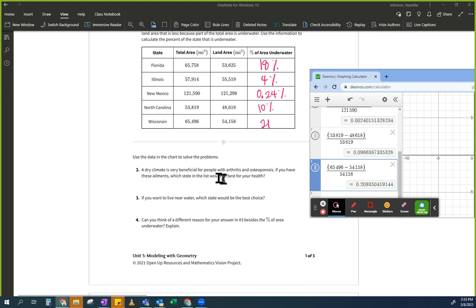Okay. So a dry climate is very beneficial for people with arthritis or osteoporosis. So which one here is the driest? Am I looking for a big number or a small number? Yeah, I'm looking for a small number, because dry means there's not a large percentage of area underwater. So New Mexico is probably the best for them.